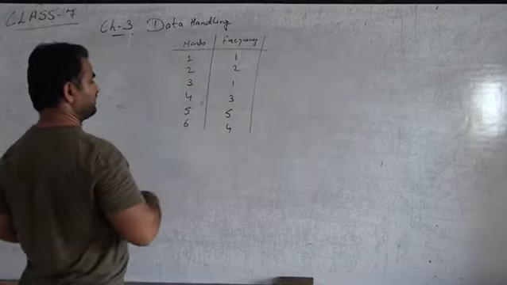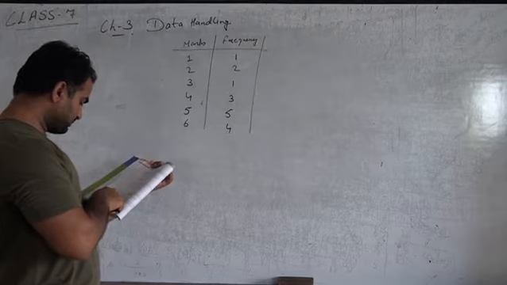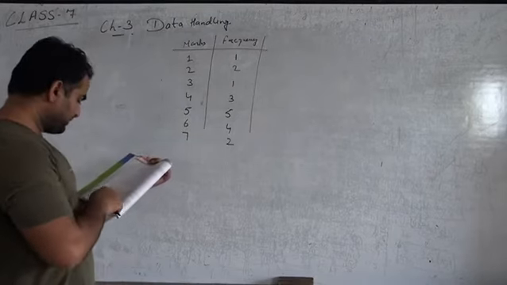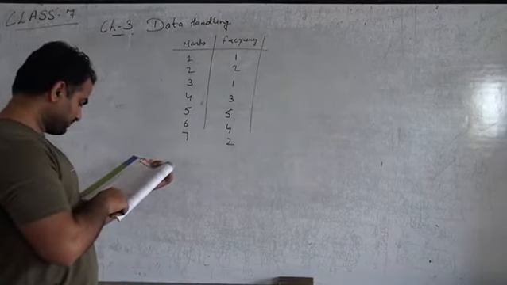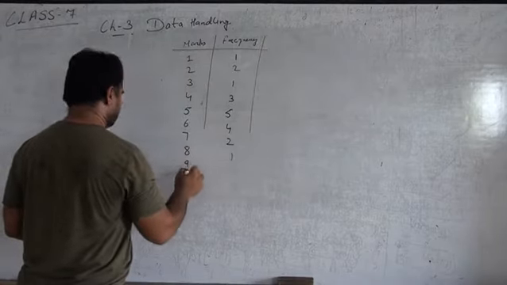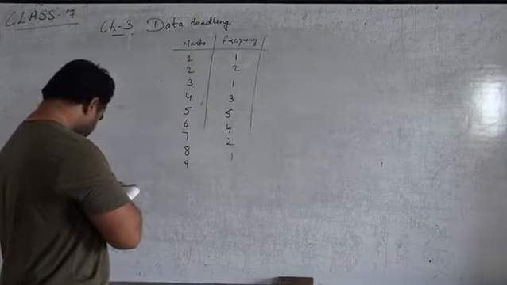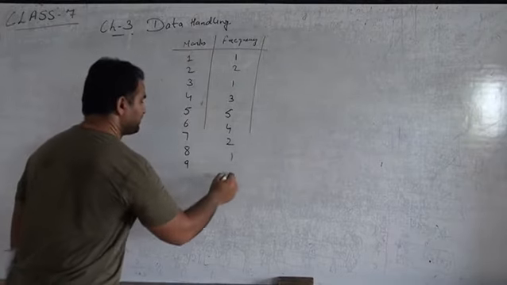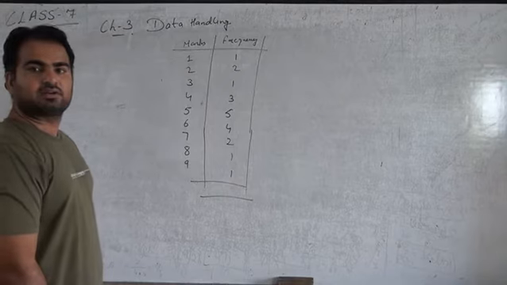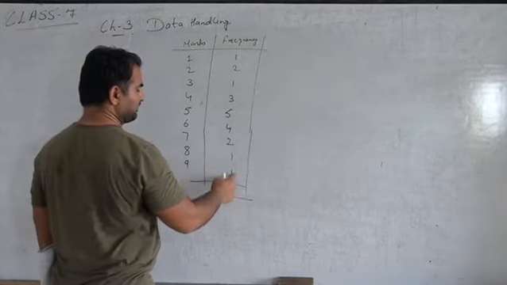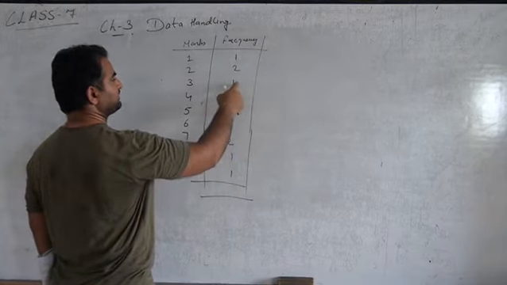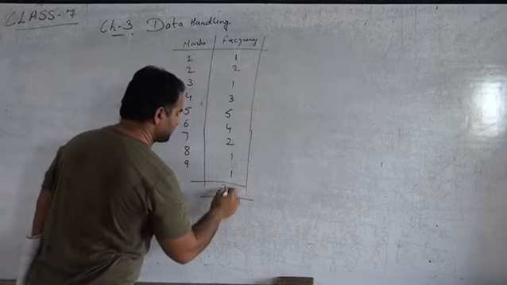6, 4 times. What about 7? 2 times. Next 8, only one time. And 9, 1 time. So the frequency total is always equal to the given number of data. It will be 1, 2, 4, 8, 13, 16, 17, 18, 19 and 20. Done?